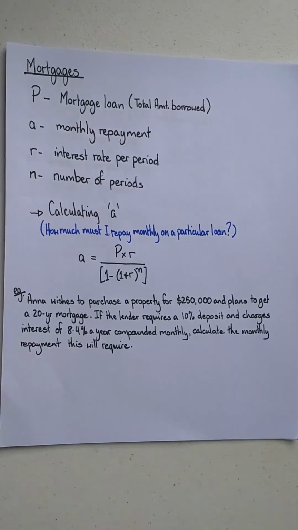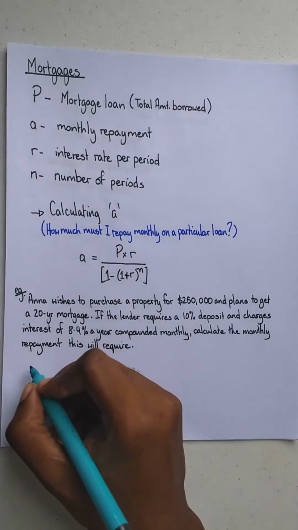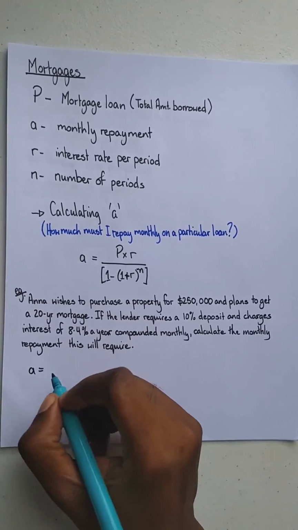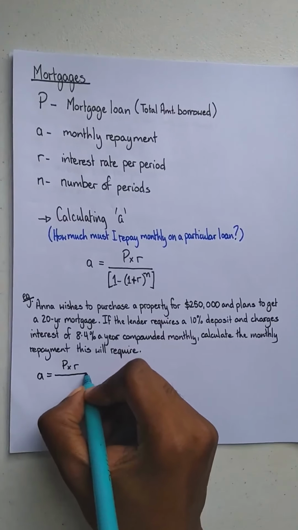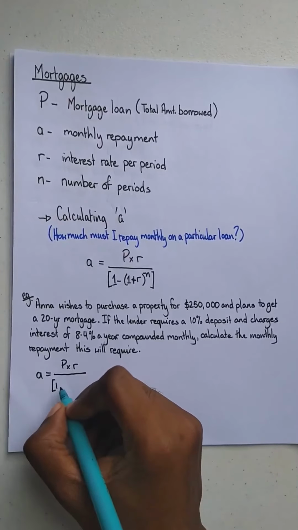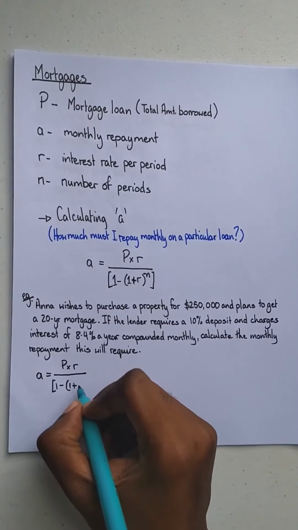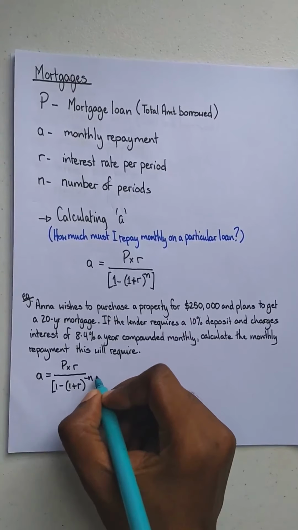For example, Anna wishes to purchase a property for $250,000 and plans to get a 20-year mortgage. Now, if the lender requires a 10% deposit and charges interest of 8.4% a year compounded monthly, we're asked to calculate the monthly repayment this will require. The monthly repayment is A, and the formula that we will employ is A is equal to P multiplied by R over 1 minus 1 plus R raised to the negative n.